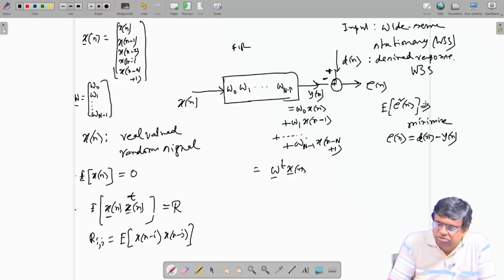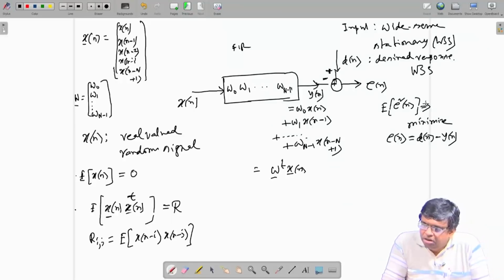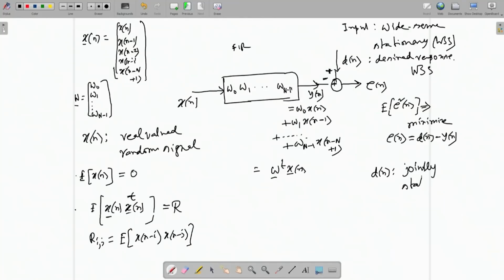Before that, there is one more thing on d n. d n also is assumed to be jointly stationary with x n. That means if you take the correlation between d n and any sample of x n, that will not depend on n, it will only depend on the gap between the index of d n, that is n, and the index of the x sample you have.